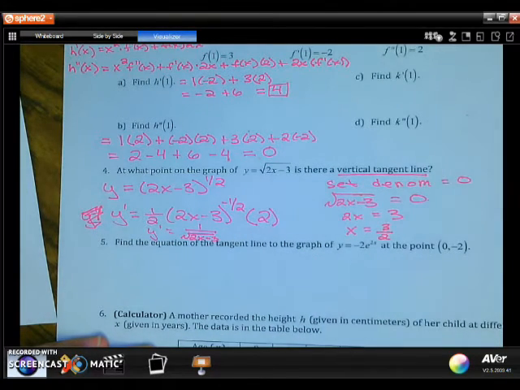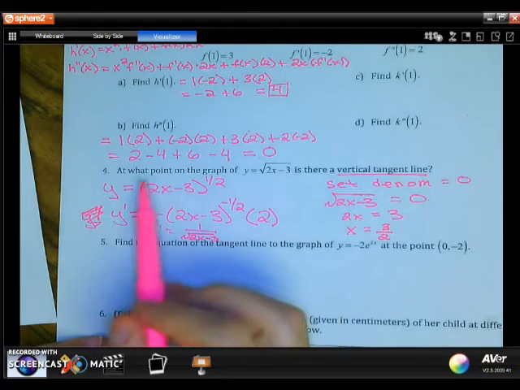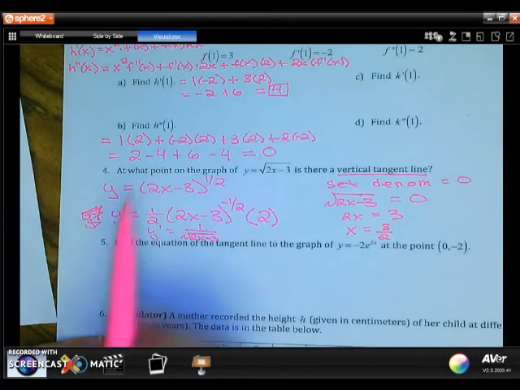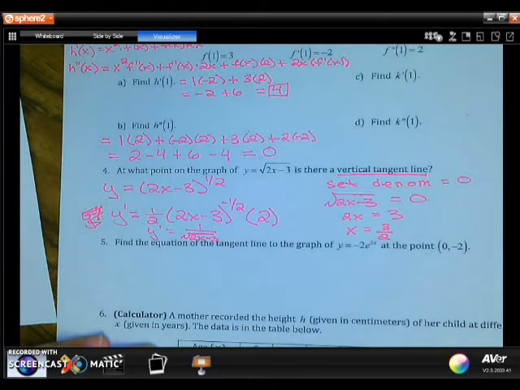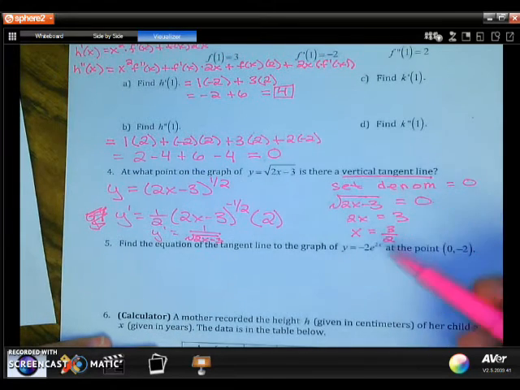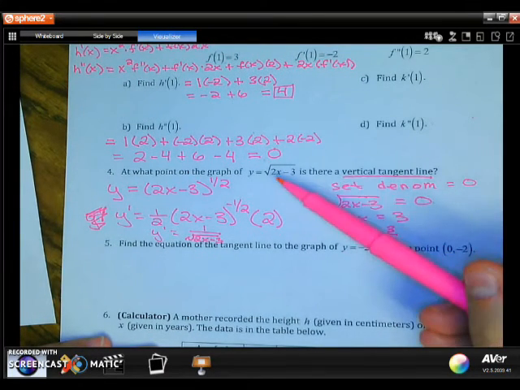So that's going to be the x value, and then we make sure we are answering the full question. It says a point. If I just give an x value, that is not a point. So make sure you go back and find the y value. And so you can find the y value by plugging in to the original.